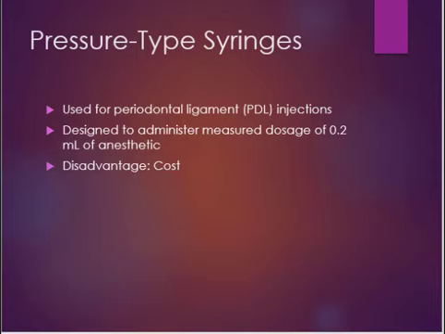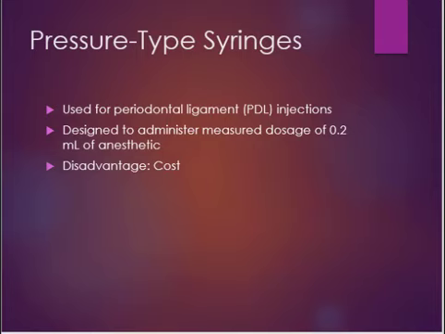The next one is the pressure type syringes. So these are used for PDL injections or periodontal ligament injections. They are designed to administer a measured dose of 0.2 milliliters of anesthetic. The disadvantage of these syringes is the cost. They can be pretty pricey. However, the syringe can provide reliable anesthesia to one tooth in the mandible.